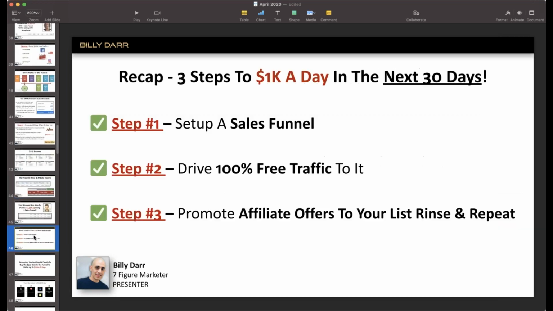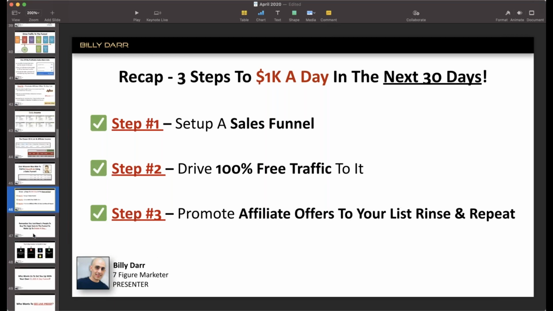So to recap, guys, step 1 to getting to $1,000 a day within a 30-day period is you set up the funnel. Step 2 is you drive traffic to the funnel, which you could do with the Prime software and all the other things that we spoke about within Prime. And then when you have the audience, you can additionally promote affiliate offers to make even more money.